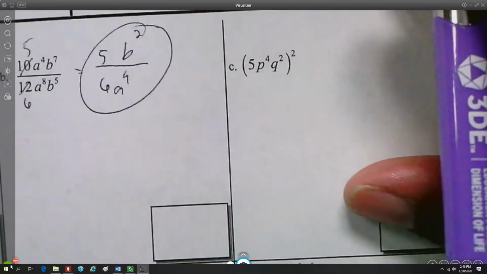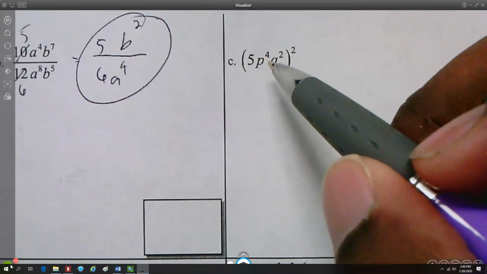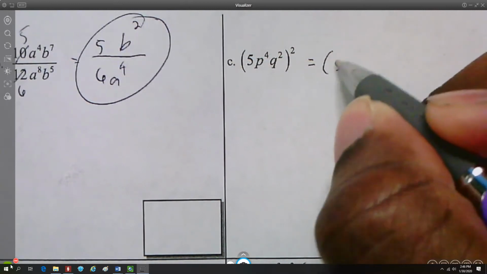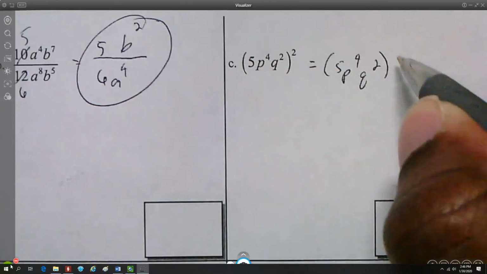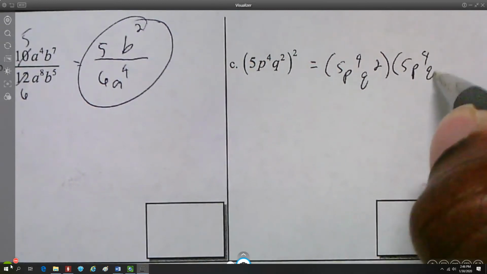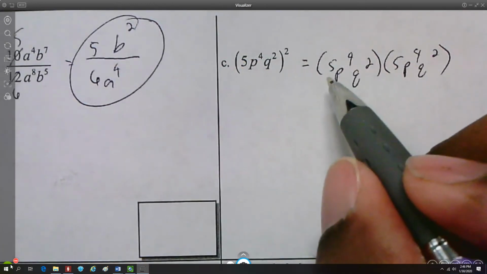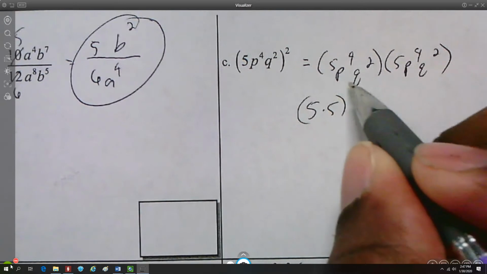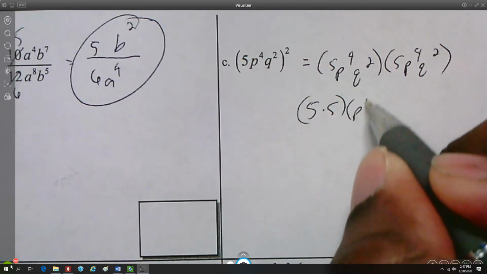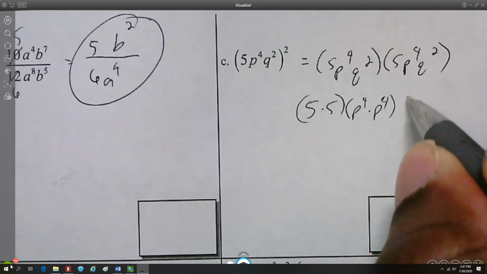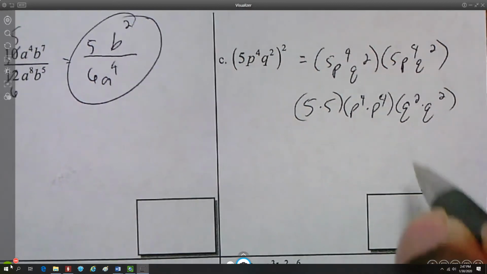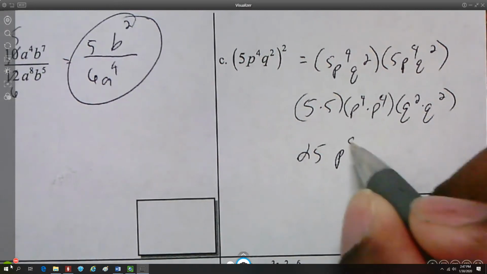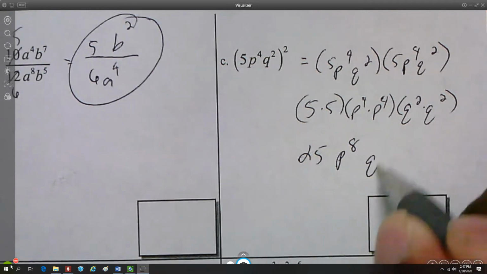On to the next example, where I have 5 p to the 4th q to the 2nd, squared. If you expanded that, that means 5 p to the 4th q to the 2nd times 5 p to the 4th q to the 2nd, which is simply written as 5 times 5 is 25, p to the 4th times p to the 4th, and q to the 2nd times q to the 2nd. 5 times 5 is 25, p to the 4th times p to the 4th is p to the 8th, q to the 2nd times q to the 2nd is q to the 4th.